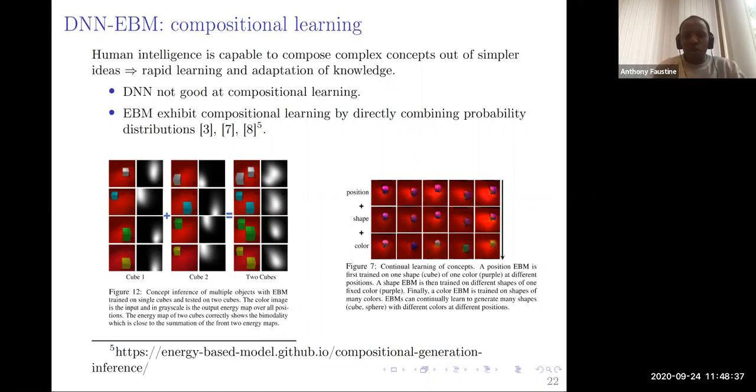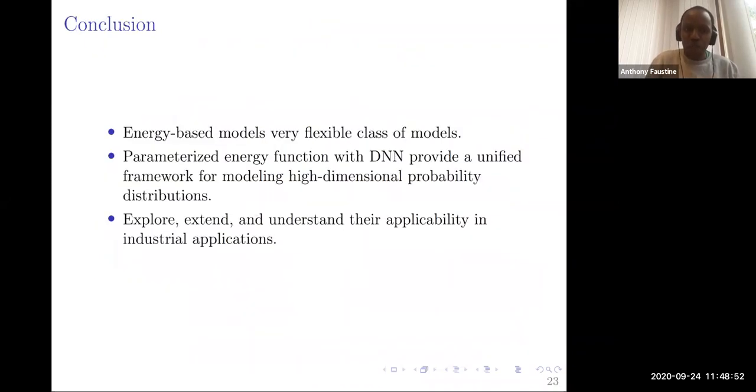So these are some of the applications where deep neural network based energy models have been applied, and we see that this has more advantages in deep neural networks. To conclude, we have seen that the energy-based model is a very flexible class of model, which combined with deep neural networks gives a unified probabilistic model that allows us to model high-dimensional probability distributions. It comes with advantages like easy quantification of uncertainty, being able to detect out-of-distribution samples, robustness to adversarial attack, and also being good with compositional learning.